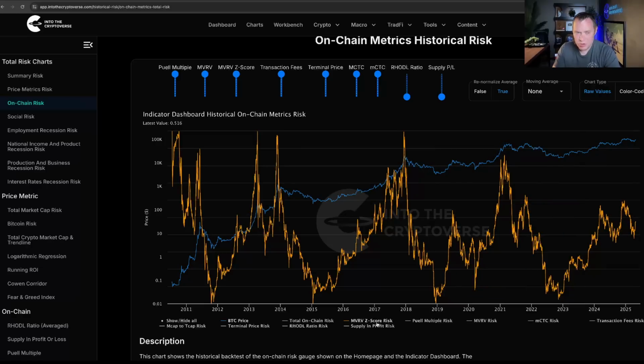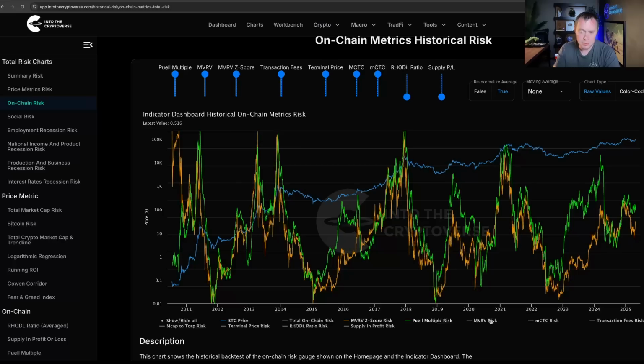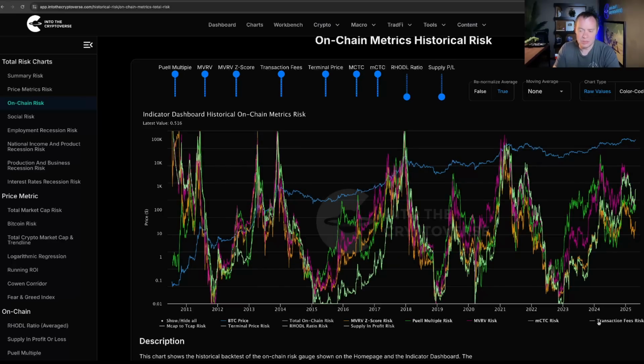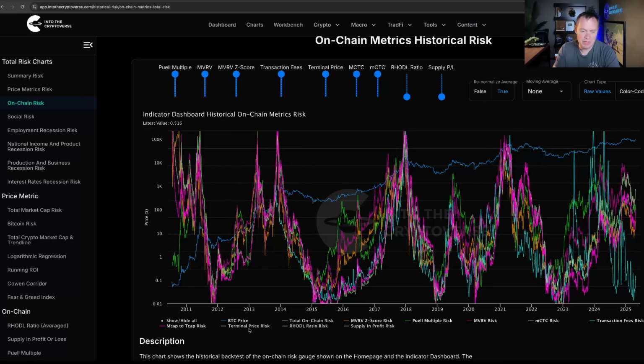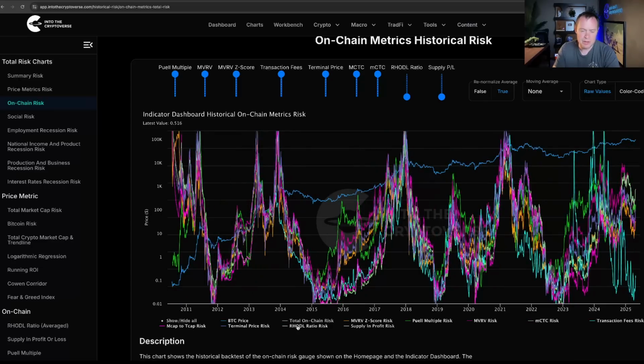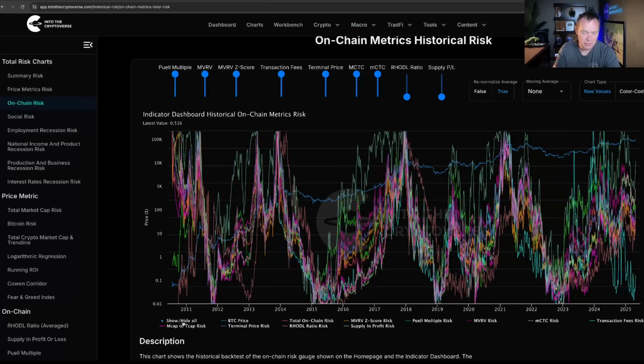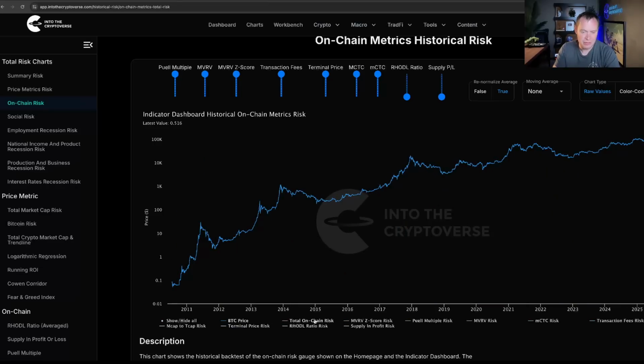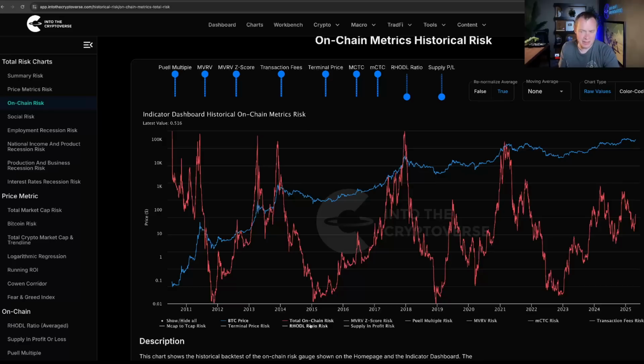But you can create a risk metric for not just the MVRV-Z score, but also the Puell multiple, the MVRV risk, the miner cap to thermocap, transaction fee risk, market cap to thermocap, terminal price risk, RHODL ratio, supply in profit and loss. Now, these last two we're not including in the risk metric. But if you look at the others, you can see there are 7 of them. You get all these lines. Now, we're just going to take an average of those lines, and you get a chart that looks like this.